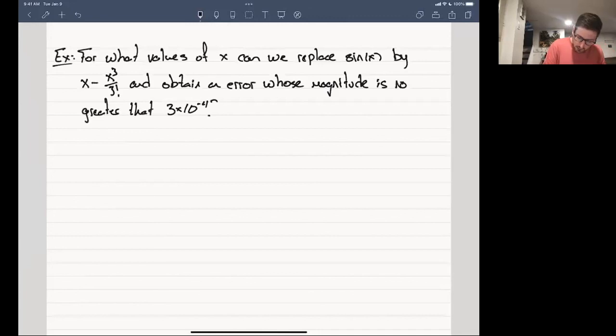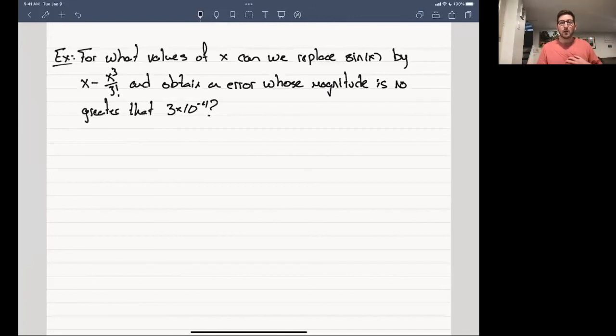So what you're doing here is specifying the error that you're willing to tolerate. And then you're asking yourself, okay, if I want to approximate sine by x minus x cubed over 3 factorial, what are the values of x that I'm able to do that for? What are the values of x where the sine function and this truncation, this Taylor polynomial, are within 3 times 10 to the minus 4?